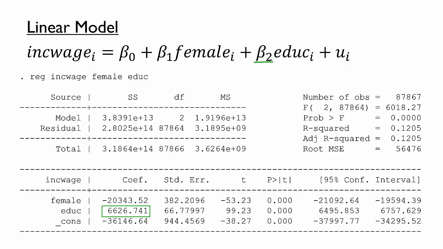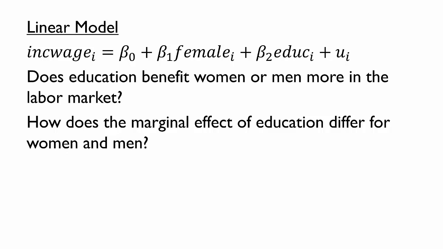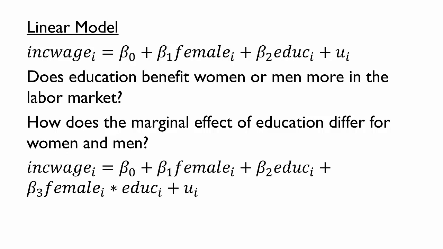With those interpretations in mind, let's revisit our motivating question. Does education benefit women or men more in the labor market? It doesn't seem that this model helps us to answer this question. Beta 1 told us something about the gender gap in income conditional on education, while beta 2 told us the marginal effect of education conditional on gender. We could rephrase our question by asking, how does the marginal effect of education differ for women and men? The linear model does not tell us this difference in marginal effects, but we will see that adding a variable to this model will achieve this objective.